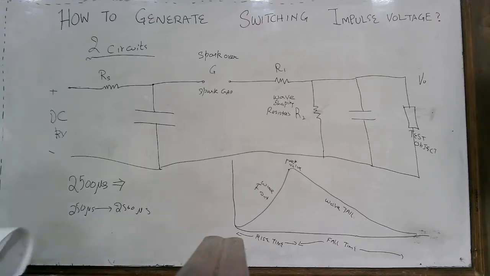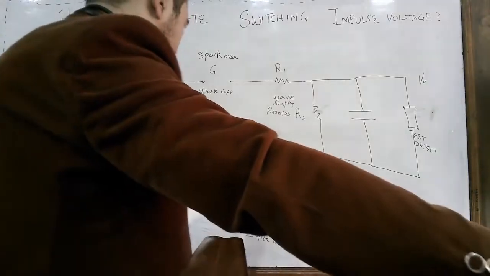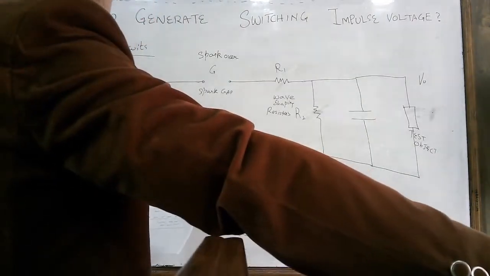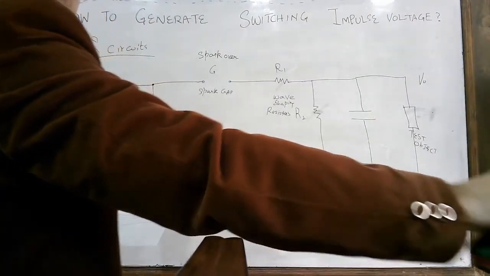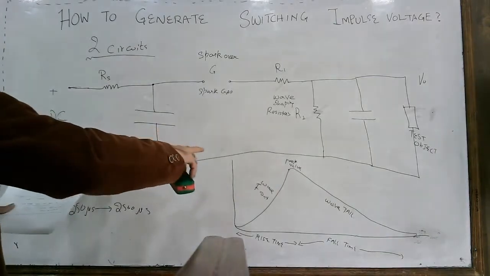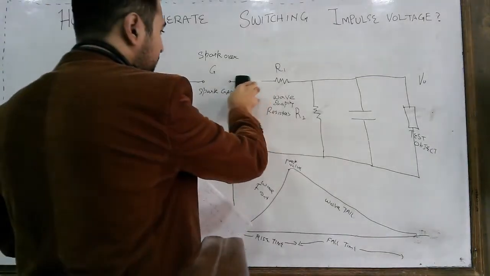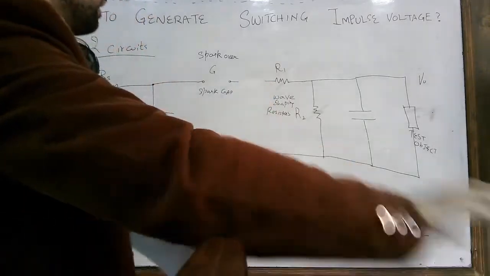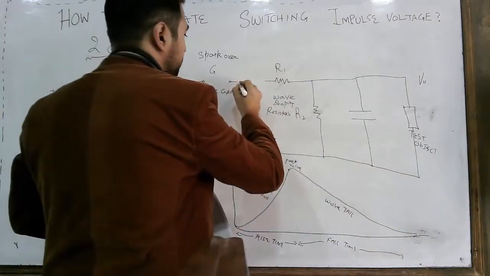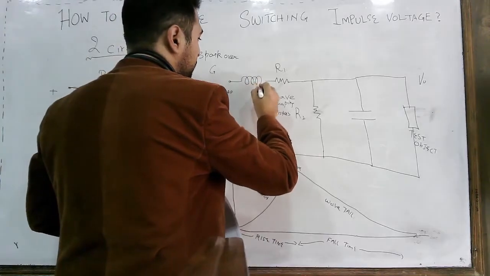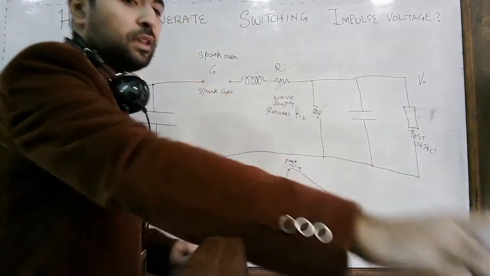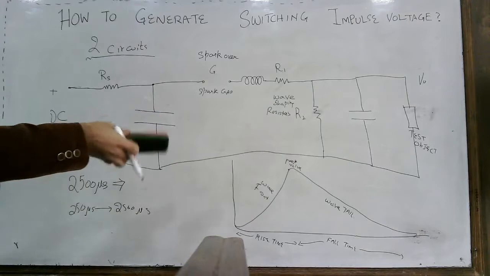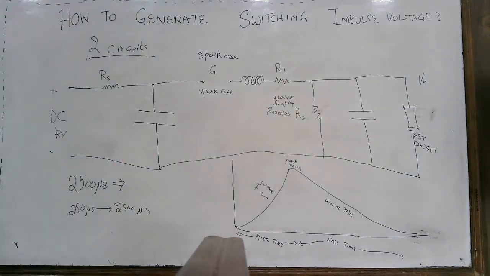And what is another circuit? In another circuit, what we are going to do is, things remain the same, but we add an inductor here. This is the second circuit of the switching impulse voltage generator.